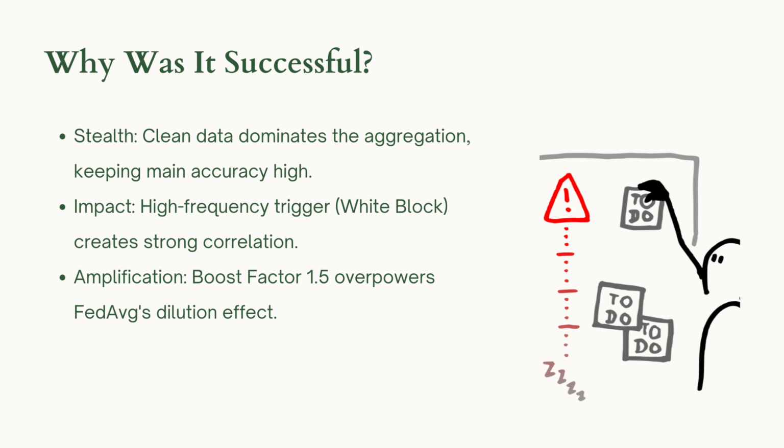Why did this work so well? Three reasons. Stealth, because we are a minority, the clean data from other clients keeps the general accuracy high. Impact, the white block trigger is a strong artificial feature that the model learns easily. Amplification, by boosting our weights by 1.5 times, we overpowered the federated averaging algorithm, which usually dilutes individual contributions.